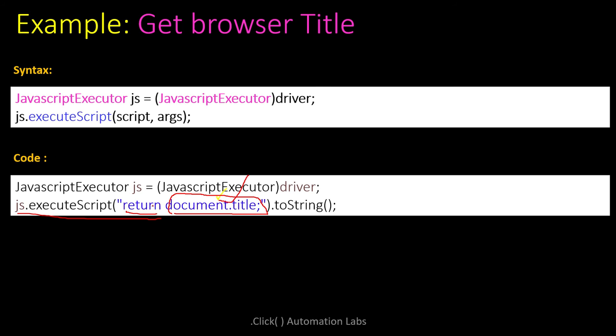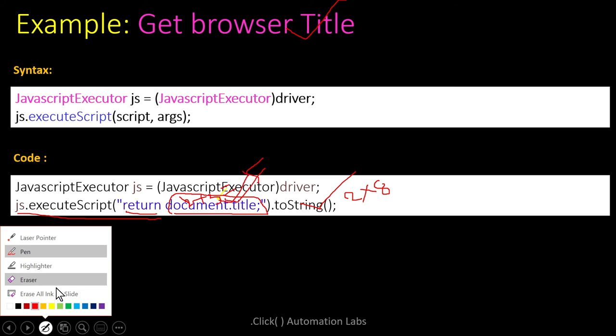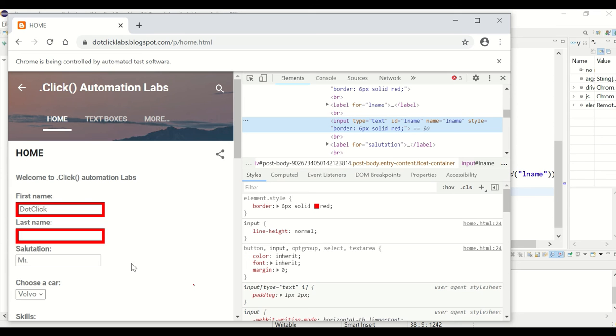If I say return 2 plus 3, then if you execute this particular script, it will return you 5. If you say 2 into 8, then this method will return you 16. If you say document.title, then this will return you the title of your web browser, meaning the browser title. This will return you an object. I converted it to a string just to store it. Okay guys, so this is about the title.